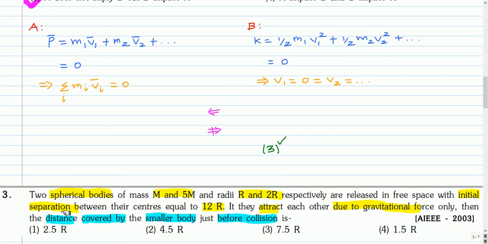This is the next question. Two spherical bodies of mass m and 5m and radii r and 2r respectively are released in free space with initial separation between their centers equal to 12r. If they attract each other due to gravitational force only, then the distance covered by the smaller body just before collision is. You can pause the video and attempt this question.